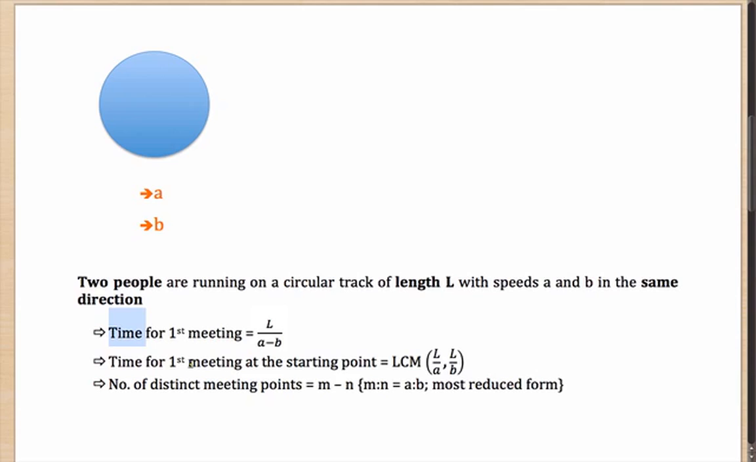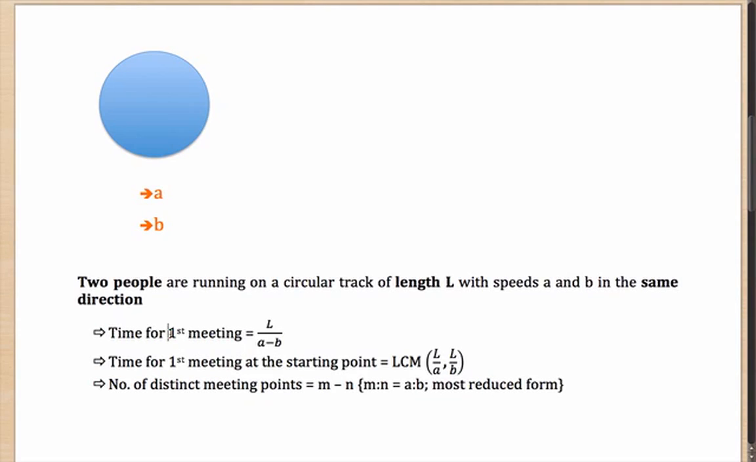Very similarly, for the time for first meeting at the starting point: when will A come back at the starting point? At L by A, again at 2L by A, again at 3L by A, and so on. When will B come back at the starting point? At L by B, 2L by B, 3L by B, and so on. If any of these values in these series match, then both of them will be at the starting point. And when will it match? At the LCM of L by A and L by B.